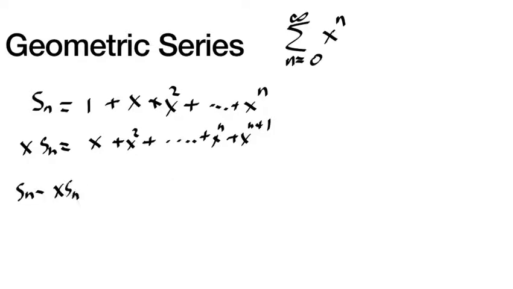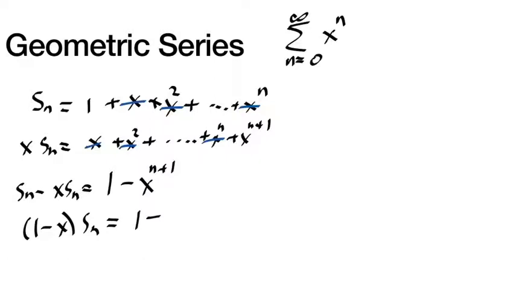So Sn minus x times Sn equals, well, now when I subtract, I get every term canceling out except that first one. And so you'll notice this x cancels with this x, x squared cancels, and everything cancels except that first and that last one. And so I get 1 minus x to the n plus 1. So that means 1 minus x times Sn equals 1 minus x to the n plus 1. And so what is my series? My partial sum is 1 minus x to the n plus 1 divided by 1 minus x.